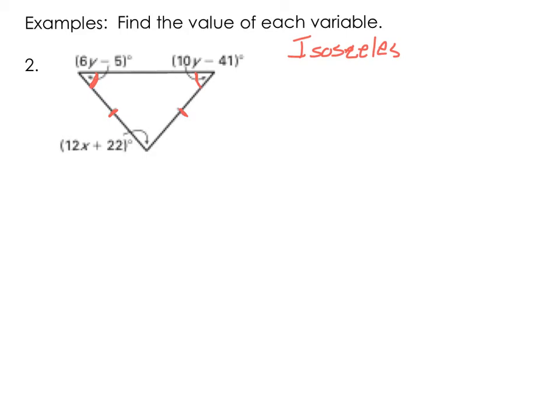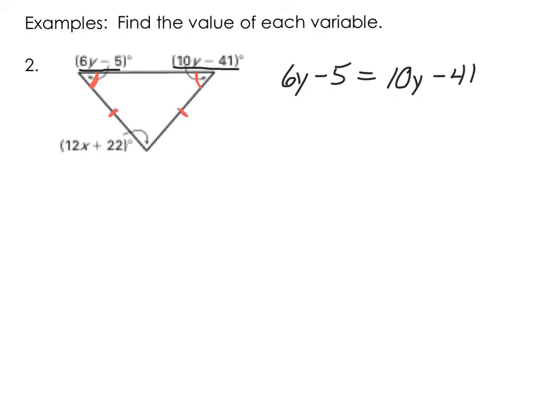In this case, if I have two sides that are congruent, I know that the angles opposite them are also congruent. Now, based on that, I can take these two expressions, this 6y minus 5, and set it equal to this 10y minus 41, because I know that those base angles have to have the same measurement. So now when I go through and solve, I'm going to end up with 4y equals 36, and it looks like I end up with y equals 9.